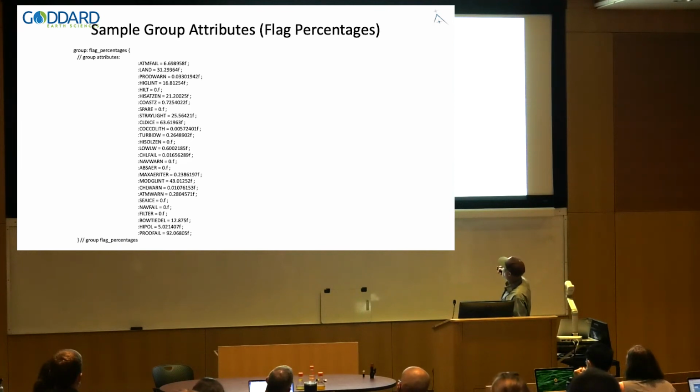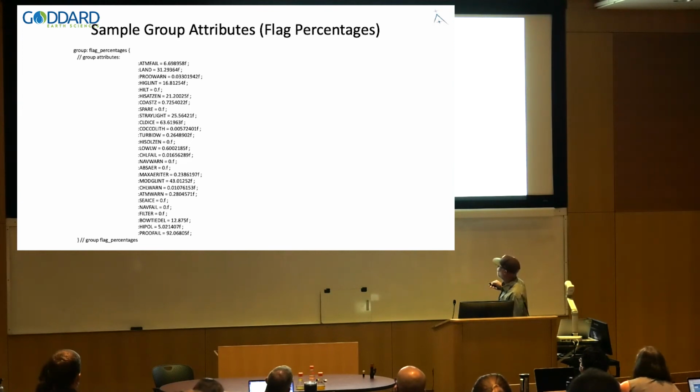Let me call attention, for example, to cloud ice. We essentially have one flag that flags the data for either clouds or ice, because for ocean color it doesn't matter. We can't use either one. And you can see 63.6%. That's how much data we lost in that granule to just clouds and ice. We have a land flag. That's another 30%. And then we have a high glint flag, almost 17%, moderate glint, 43%, and so on.